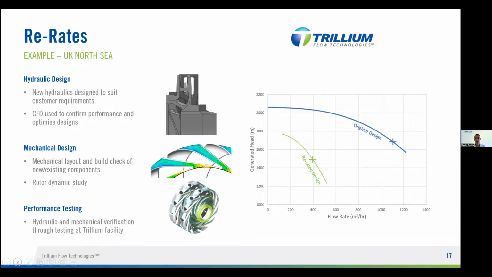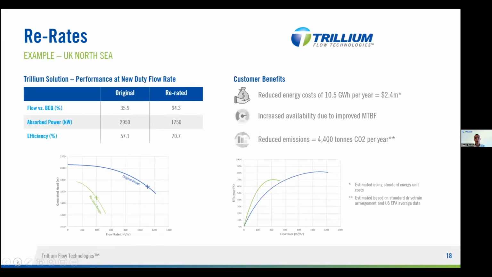So if we move on, we can actually see what the outcomes were in terms of the design. If we consider the actual new duty flow rate specifically, so the lower flow rate that the customer wanted, in terms of absorbed power, we've gone from almost 3 megawatts for the original design down to 1.75 megawatts. So a considerable saving there. And in terms of efficiency, we've gone up from 57 up to almost 71%.